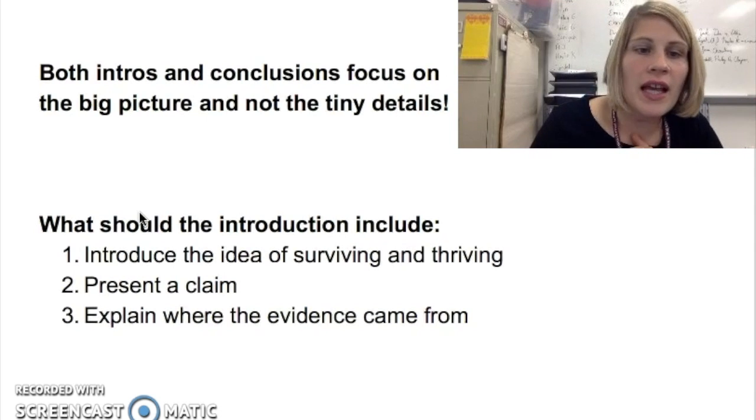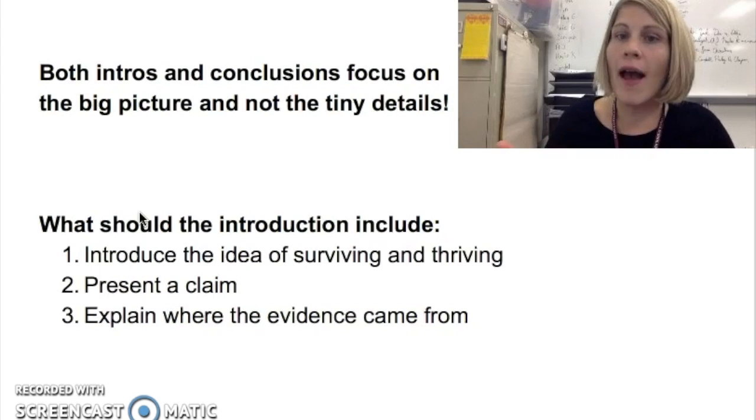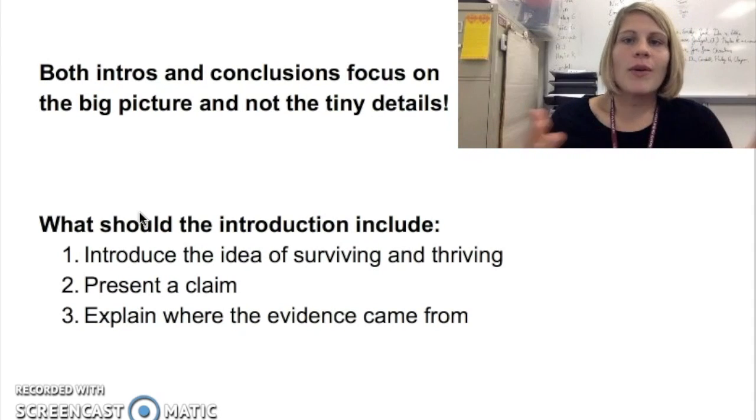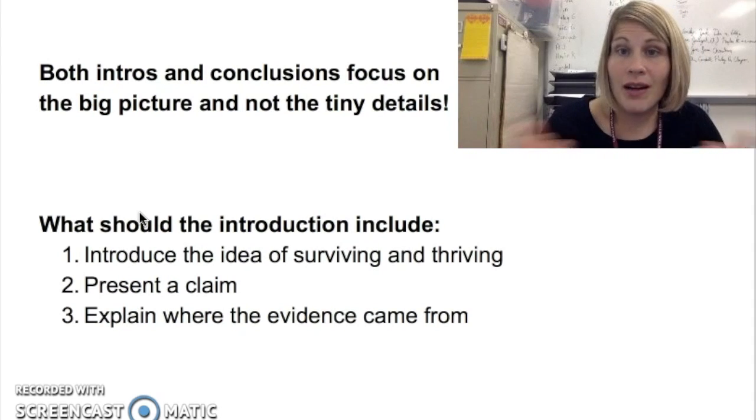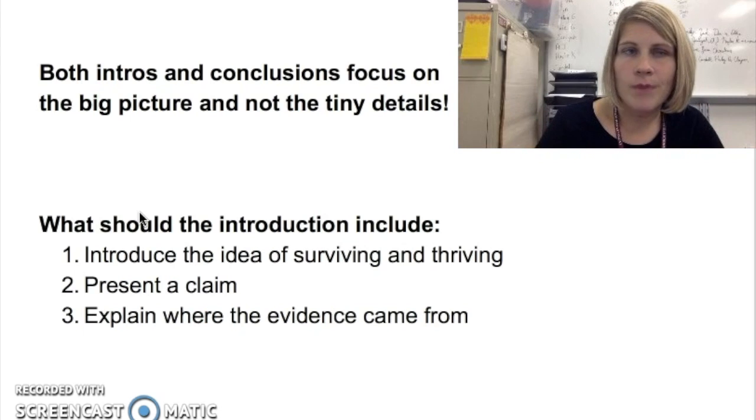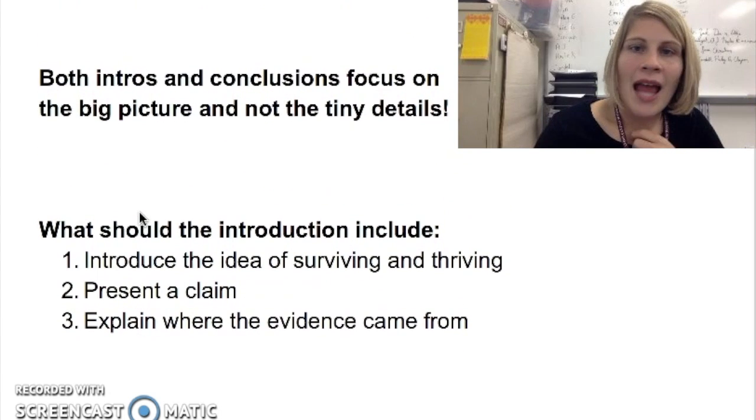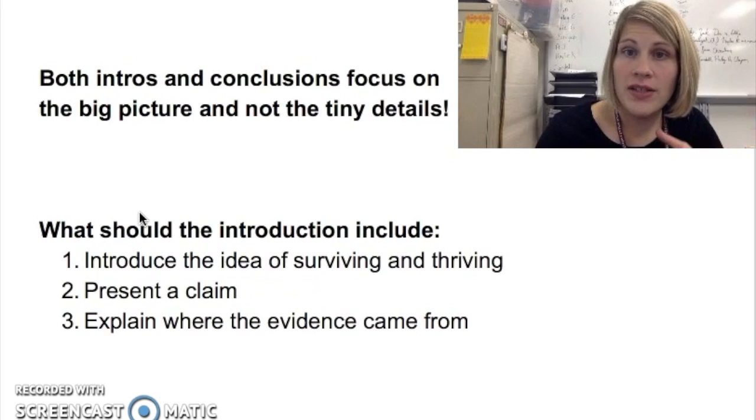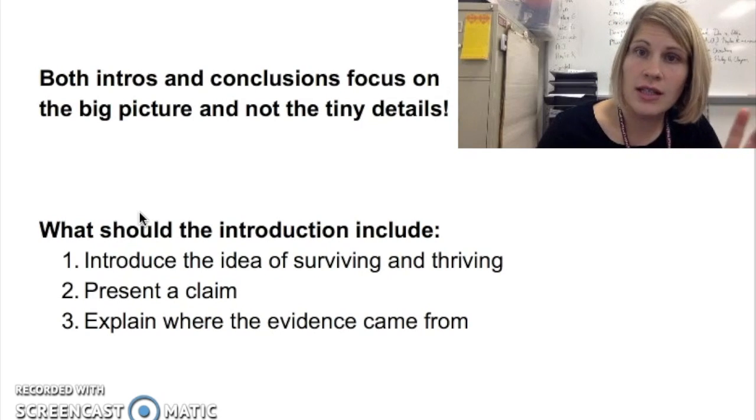And then the third thing is to explain where your evidence came from, okay? You're going to introduce basically the book Bud, Not Buddy, and explain where you got your evidence from, so that you don't have to do that in the same detail in your body paragraph. All right, so now let's look at the model of Steve Jobs' essay and look at his introduction and see if we can find these things.